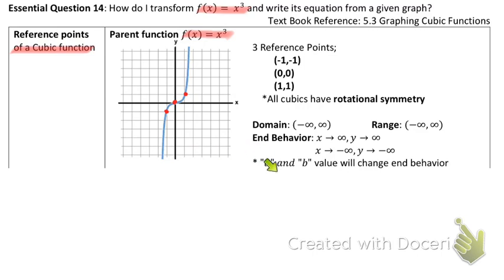One thing I need you to remember: our a and b values that we talked about in our previous lesson can change the end behavior, and we'll talk about that in a second. To summarize, a cubic function will always have a power of 3. So when you see a power of 3, think cubic function, and think about these 3 points and this shape of our graph.